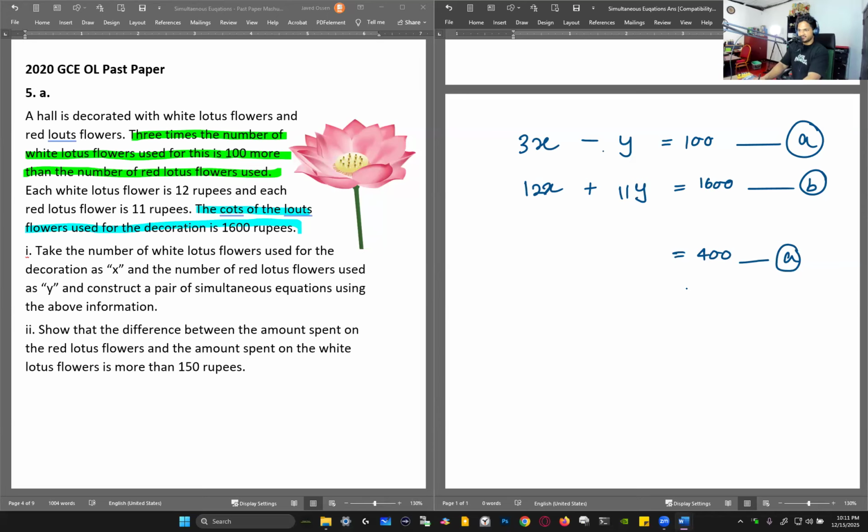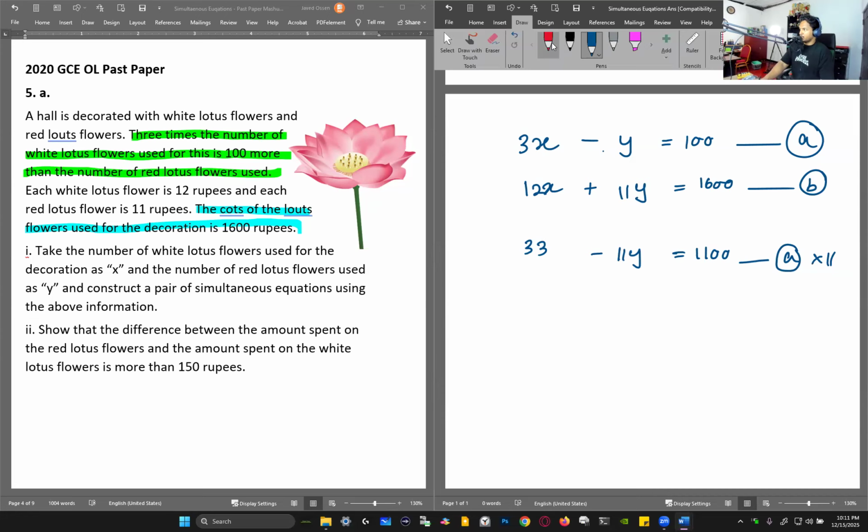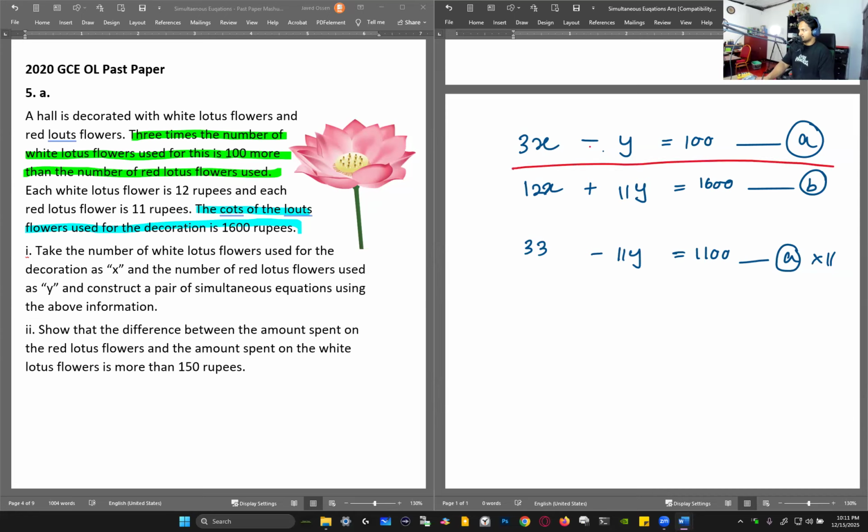Because there is negative and positive, I'll multiply it by 11. I'm using my forward thinking. I'm going to multiply the first equation by 11. Much better. 100 multiplied by 11 is 1100, right, Miss Fatima? Negative y multiplied by 11 is negative 11y. 3x multiplied by 11 is 33x. That was very easy. I'm going to use these two equations.